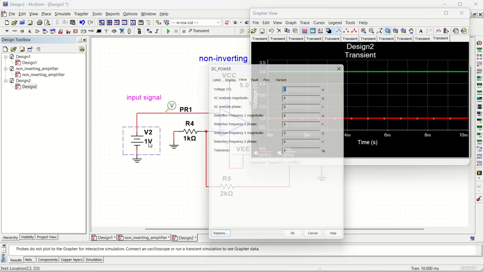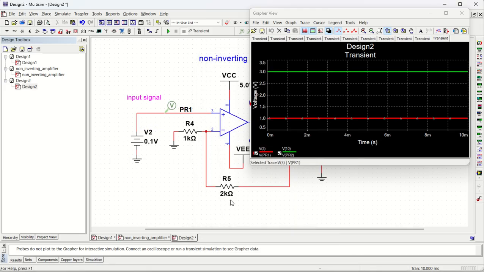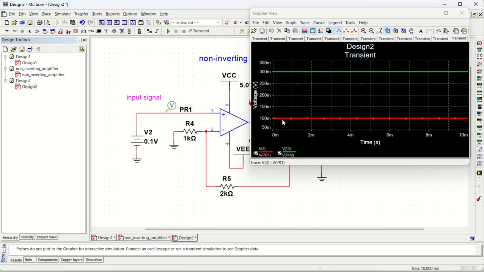Let us say I change this particular voltage to 0.1, like 100 millivolt. What will be my output? Output will be 300 millivolt. So let us run it. So you can see input is 100 millivolt, output is 300 millivolt.